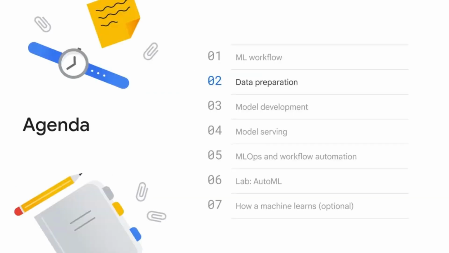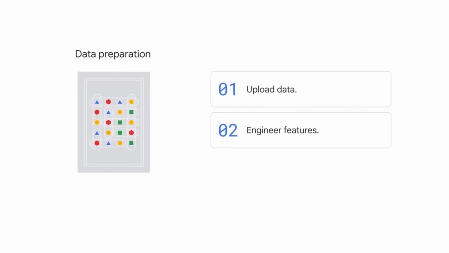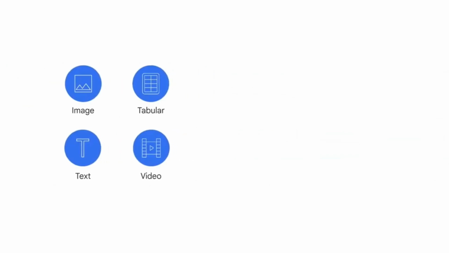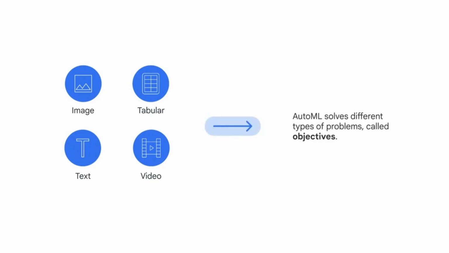Let's start with the first stage of the ML workflow, data preparation. During this stage, you must upload data and then prepare it for model training and feature engineering. The data can come from cloud storage, BigQuery, or even your local machine. AutoML supports 4 types of data: image, tabular, text, and video. For each data type, AutoML solves different types of problems called objectives.